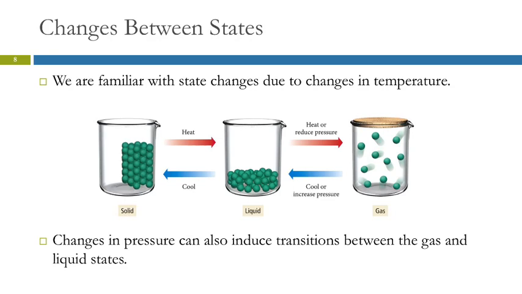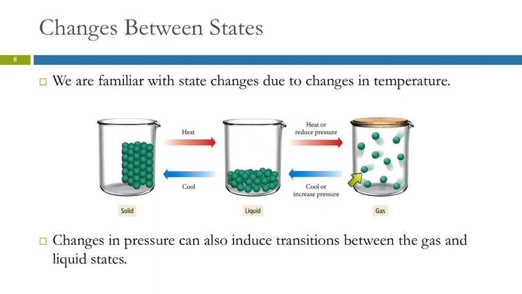We're familiar with changes of state. We see ice melting, and we see steam when we boil water. So we're very familiar with heat changes or temperature changes causing state changes. You take ice and you heat it up, it melts. You take liquid water and you cool it down and it freezes. You can heat a liquid and cause it to go into the gas state. You can cool the gas and cause it to go into the liquid state.